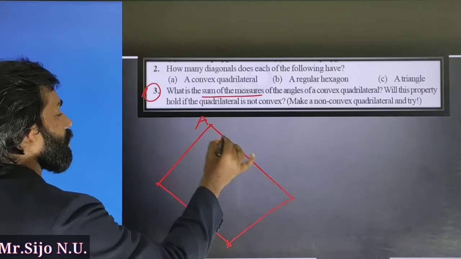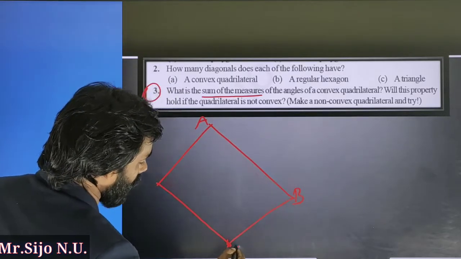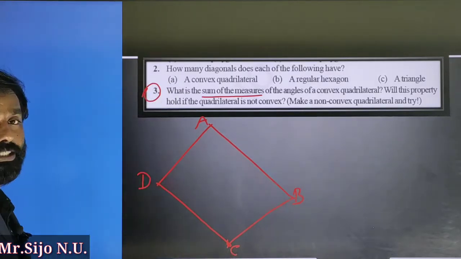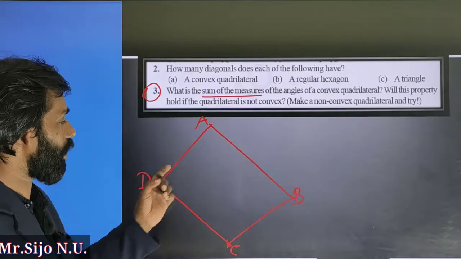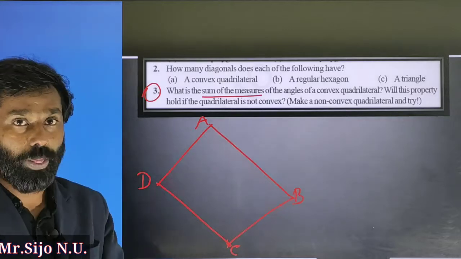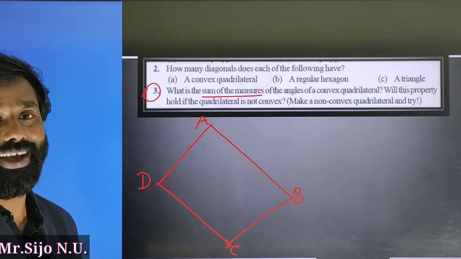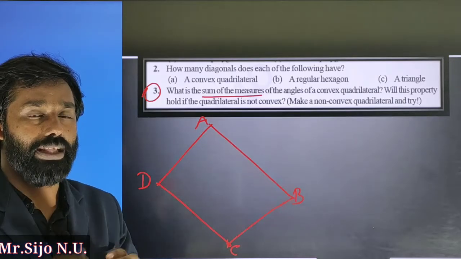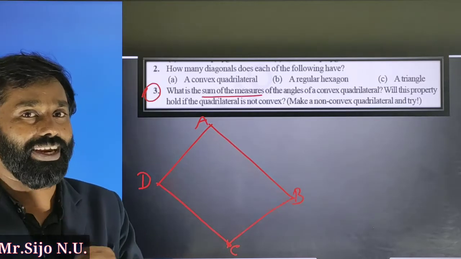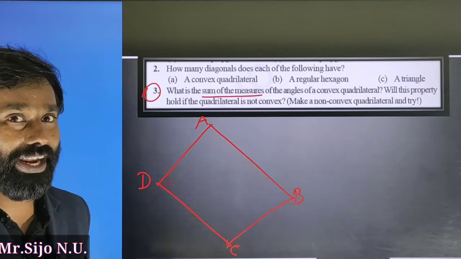We can give the name as ABCD. Yes, here it's a convex quadrilateral. We have to find out the sum of the measures of these angles. We have already learned the angle sum property of a triangle. We know the sum of the measures of three angles of a triangle is 180 degrees. So the same rule we can apply here.